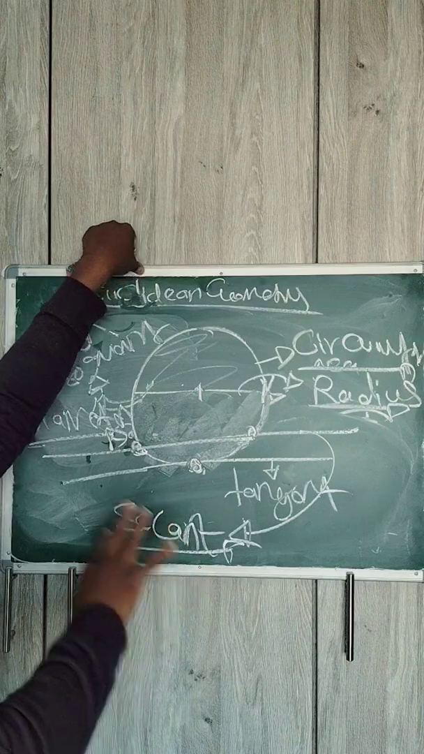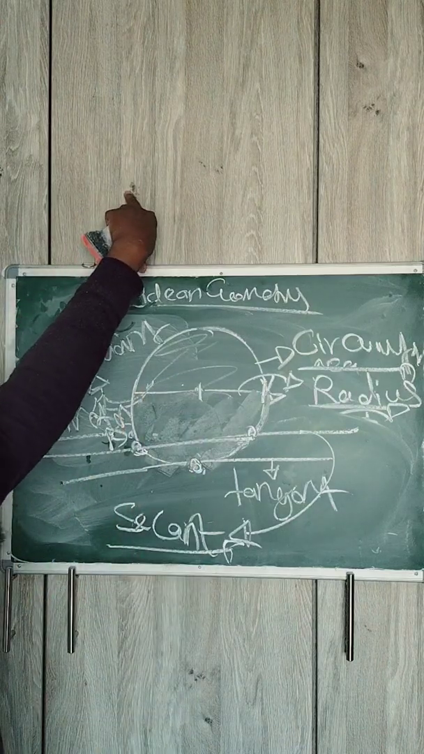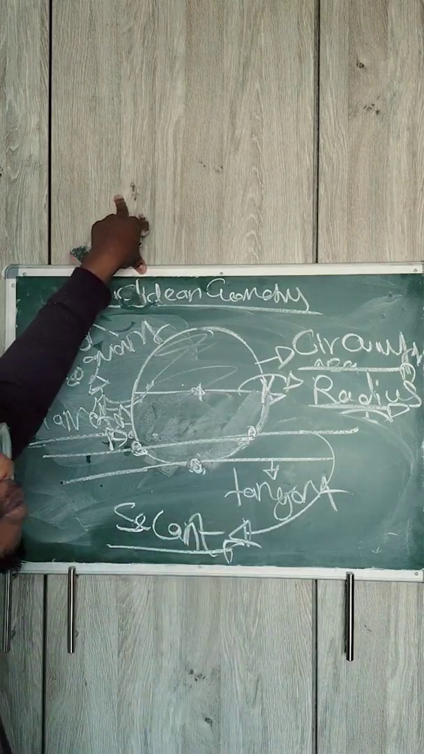This is today's idea, guys, on Euclidean geometry. This is a circle. We were exploring what a circle looks like, and this would be the center of a circle. I hope this makes sense.